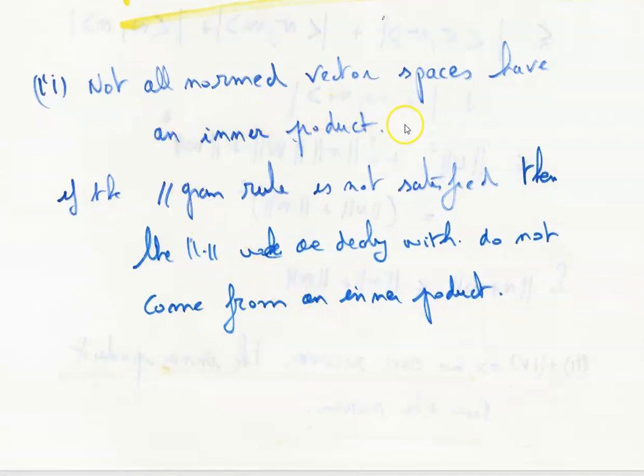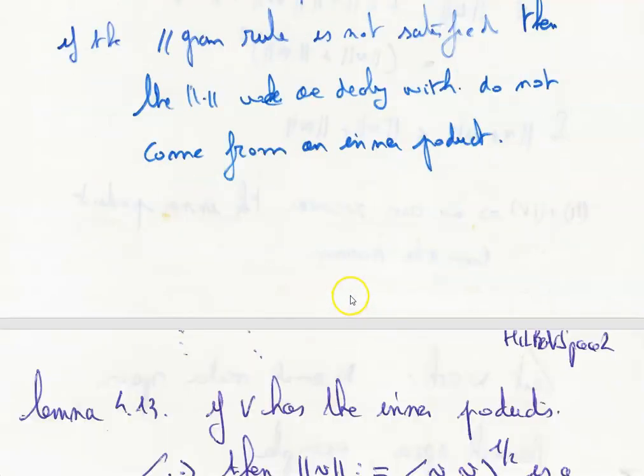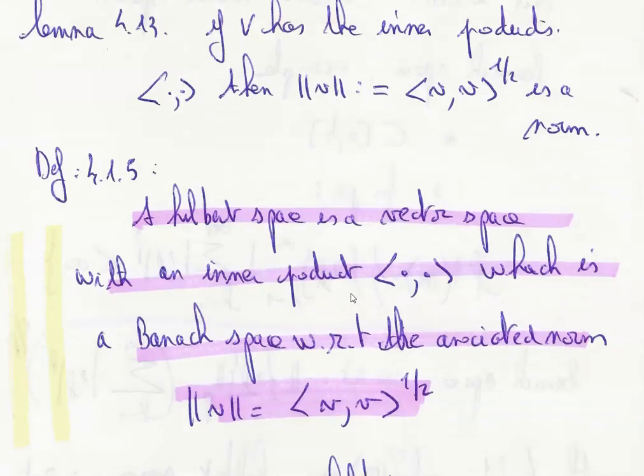Not all normed vector spaces have an inner product, okay? This is important to keep in mind. And if the parallelogram rule is not satisfied, then the norm we are dealing with does not come from an inner product. But this is less important, okay?